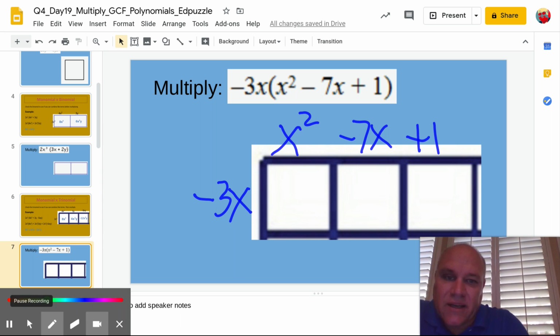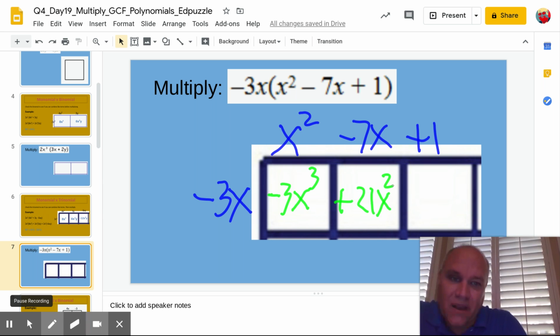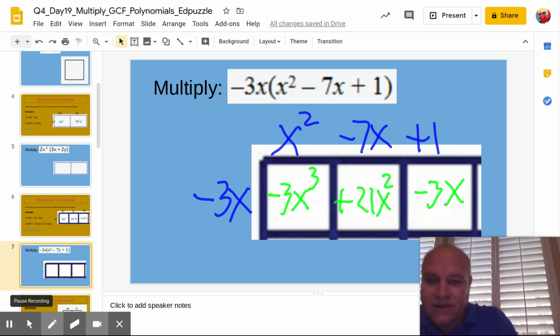All right, the first rectangle here, negative 3x times x squared, gives us negative 3x cubed. Negative 3x times negative 7x, that's going to give me a positive 21x squared. Negative 3x times 1 is negative 3x. So again, you write this outside of the generic rectangle as your answer. It would be negative 3x cubed plus 21x squared minus 3x.